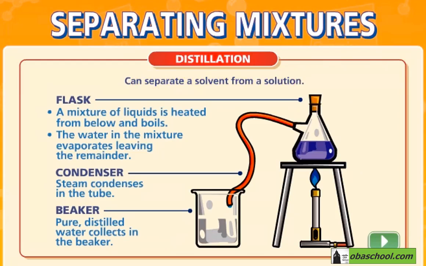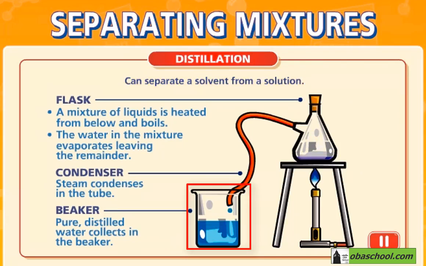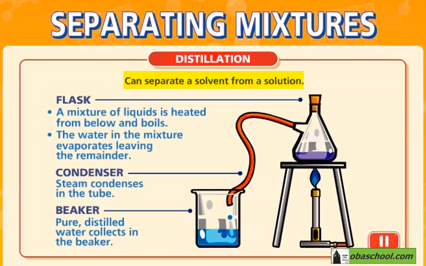And finally, distillation. We use it to separate a solvent from a solution. This flask contains a mixture of liquid, and the liquid is heated from below and it boils. The water in the mixture evaporates, leaving the remainder. This orange condenser is where the steam condenses in the tube, so it turns into liquid and then it's collected in the beaker. Pure distilled water is collected in the beaker. And this is distillation, where we separate a solvent from a solution.